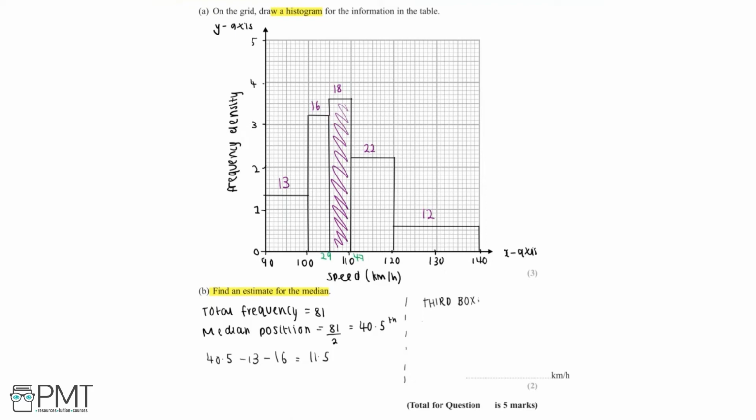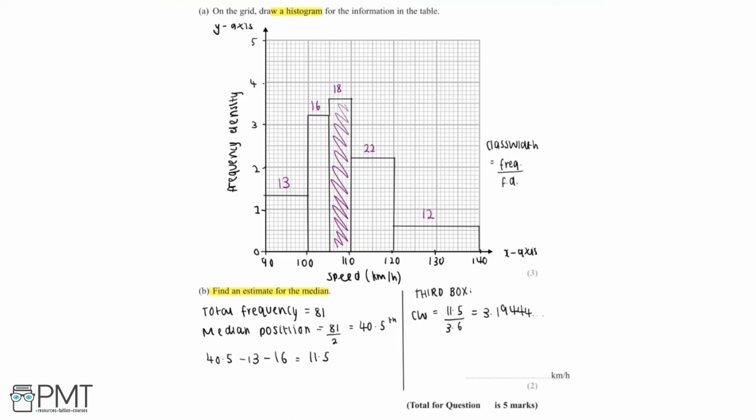Like we said before, the frequency density is equal to frequency divided by the class width. And since we want to find class width this time, the class width is equal to the frequency divided by the frequency density. When the frequency is equal to 11.5, we can say that the class width is equal to 11.5 divided by 3.6, which is equal to 3.19444... Now remember that this class width only counts for the third box.